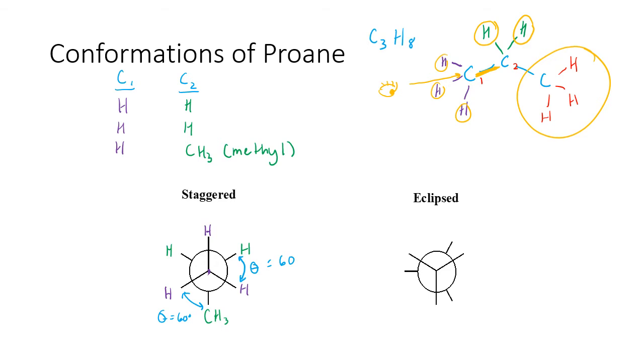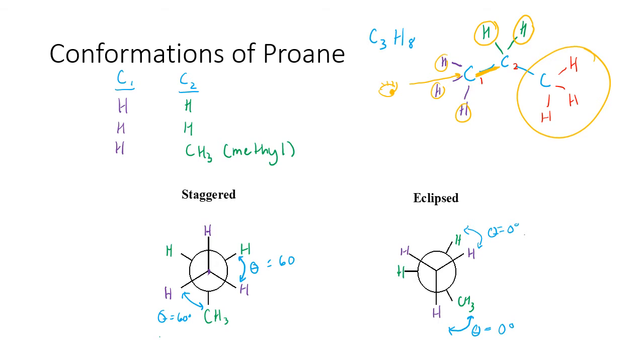For the eclipsed conformation, we're going to have our front 3 hydrogens, and then our back atoms, we're going to have hydrogen, our methyl, and our hydrogen. It's hard to tell with the drawing, but our theta, or our dihedral angle here, is 0 degrees for all of these. That's what eclipsed is, where you have that dihedral angle of 0.